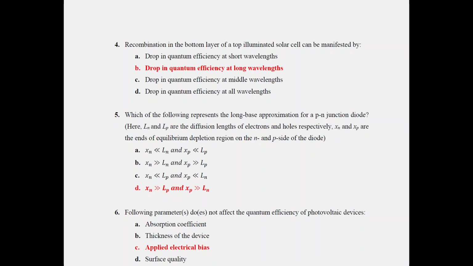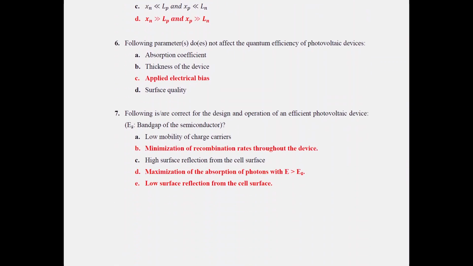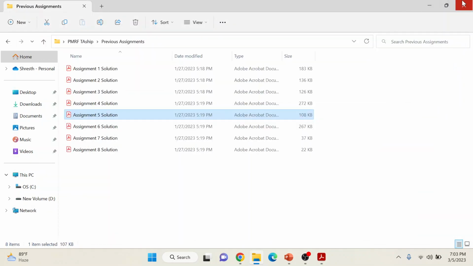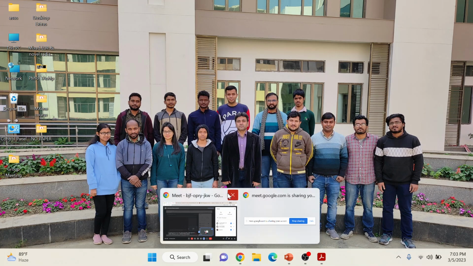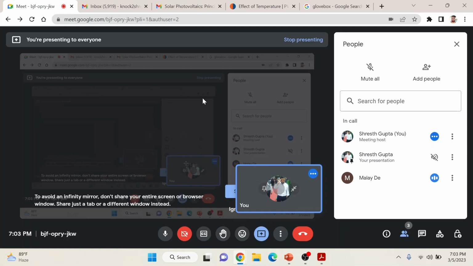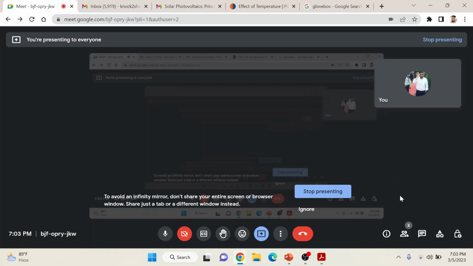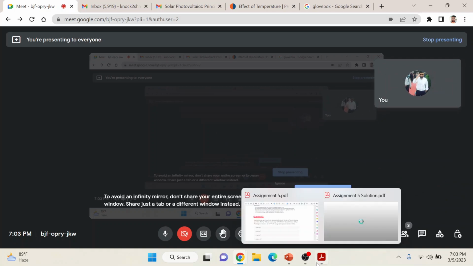Sir, did you discuss it with Ravi sir? Ravi sir also discussed, I also discussed. Sir, tell me that we will get the marks for the answer. Yeah, okay, you will get the marks. Marks, sir. And one more thing, sir, can you show me the assignments?